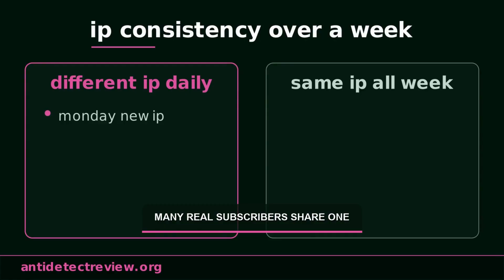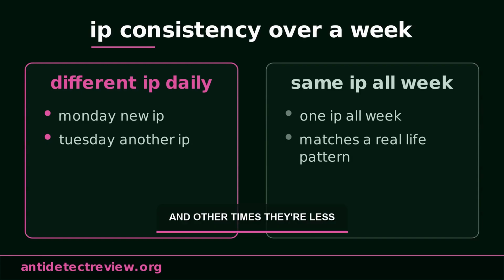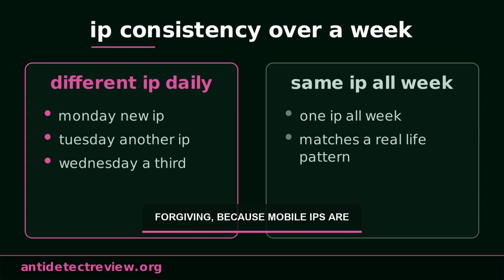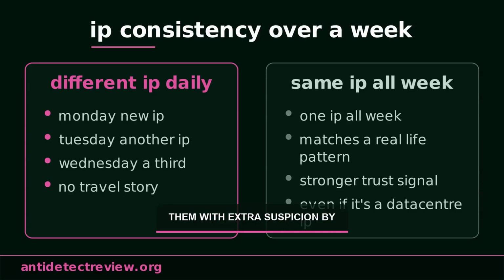Because so many real subscribers share one IP at once, platforms are sometimes more forgiving of a single mobile IP behaving a little oddly, since it might just be ordinary carrier noise. And other times they're less forgiving, because mobile IPs are also the single most heavily abused category out there, for exactly that same reason. So some risk models weight them with extra suspicion by default.